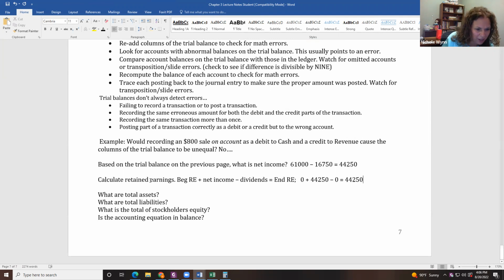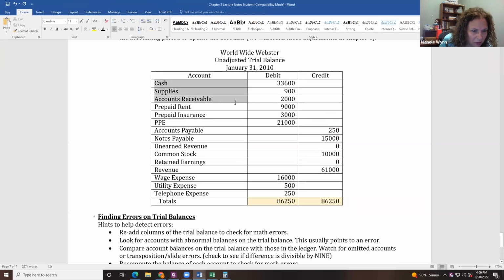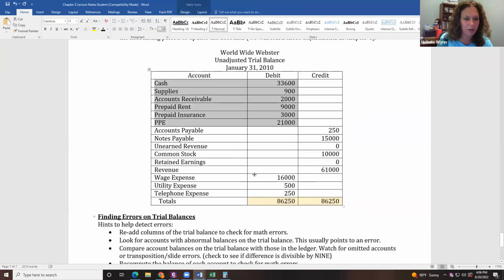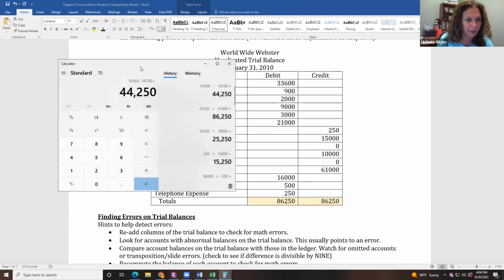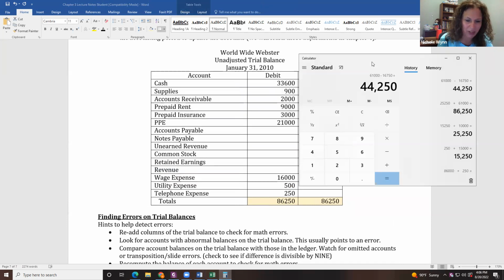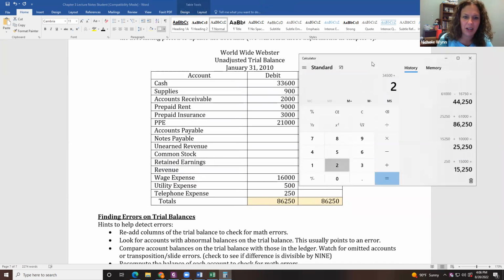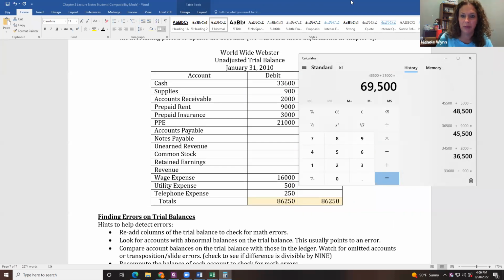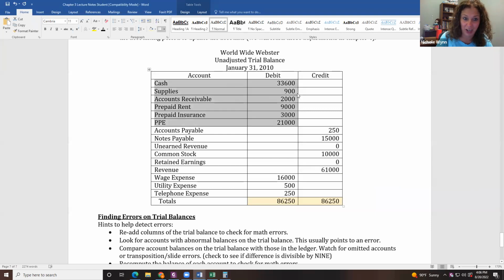What are total assets? All right, let's add up the assets. These are all assets. So I would just need to add them all up. So my total assets are 33,600, 900, 2,000, 9,000, 3,000, and 21,000. 69,500. Again, I added all of those up.